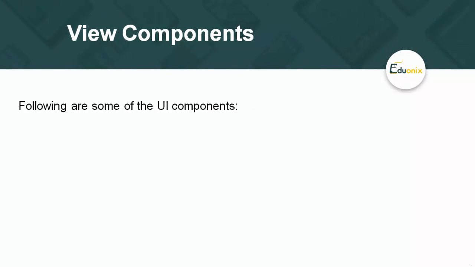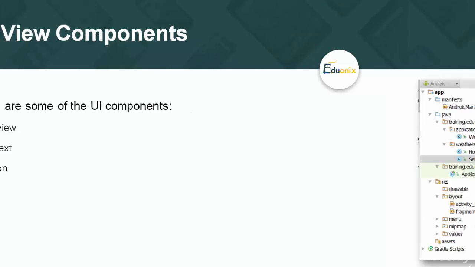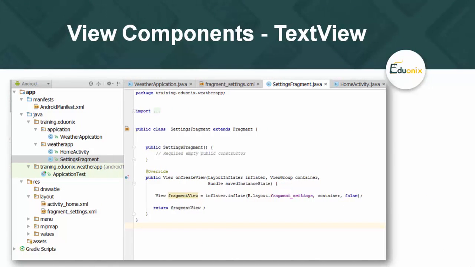The following are some of the UI components: text view, edit text, button. Let's discuss each one of them on the subsequent slides. Text view displays a text to the user. The default implementation of the text view component does not support editing. If we need to allow text editing, we have to call edit text that supports editing.